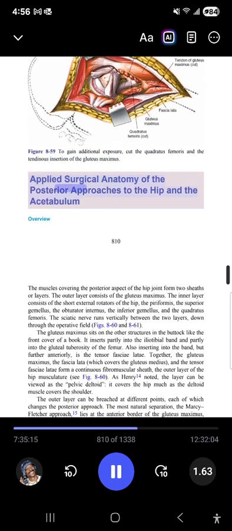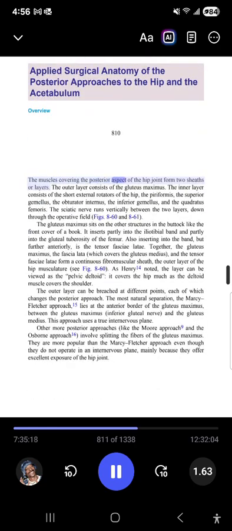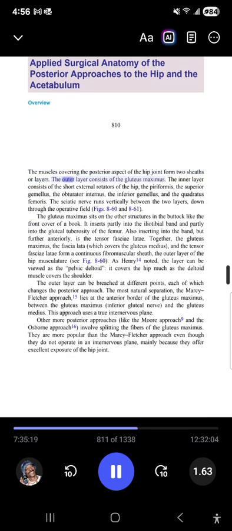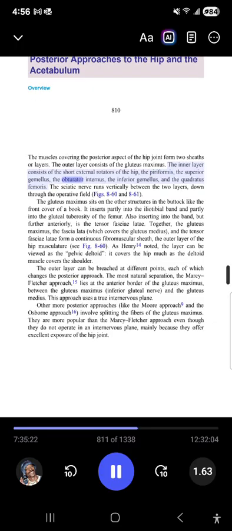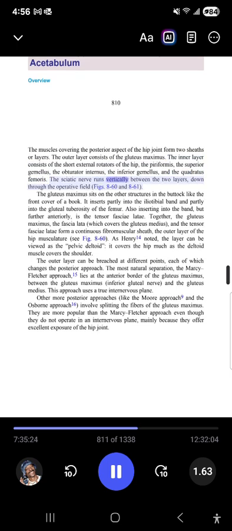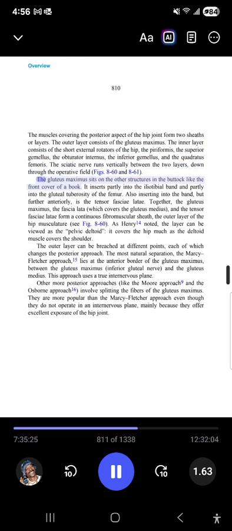Applied surgical anatomy of the posterior approaches to the hip and the acetabulum. Overview. The muscles covering the posterior aspect of the hip joint form 2 sheets or layers. The outer layer consists of the gluteus maximus. The inner layer consists of the short external rotators of the hip: the piriformis, the superior gemellus, the obturator internus, the inferior gemellus, and the quadratus femoris. The sciatic nerve runs vertically between the 2 layers, down through the operative field. Figures 8-60 and 8-61. The gluteus maximus sits on the other structures in the buttock like the front cover of a book.